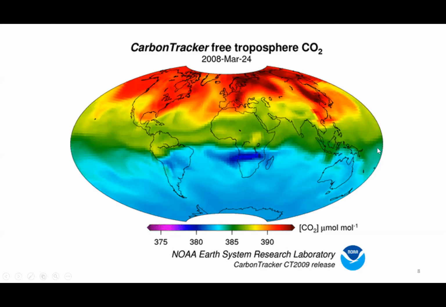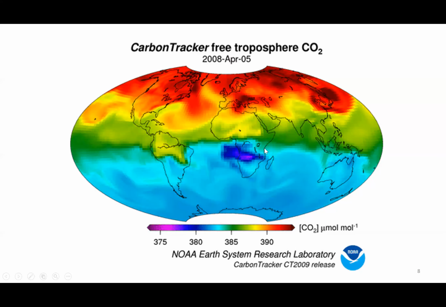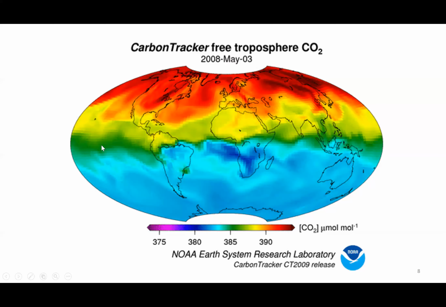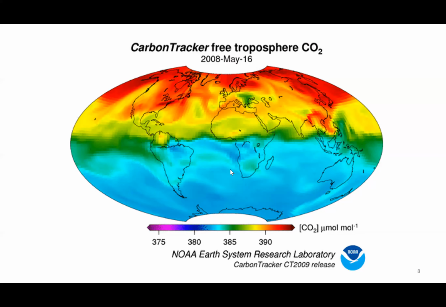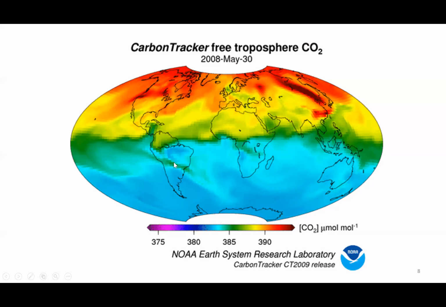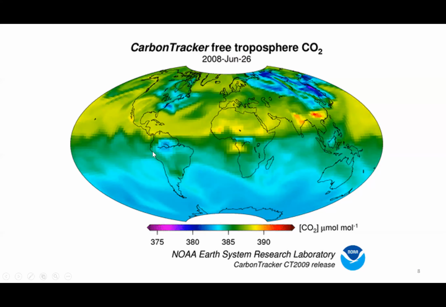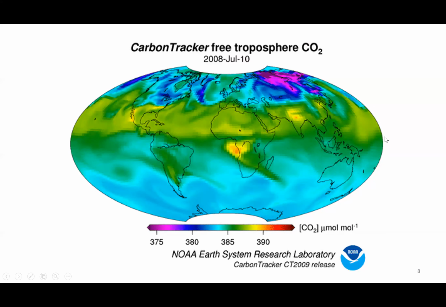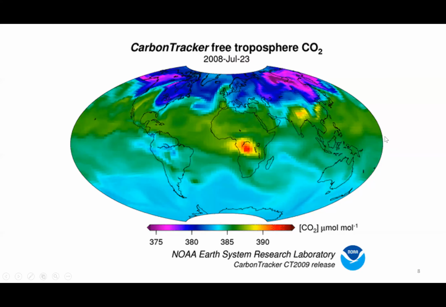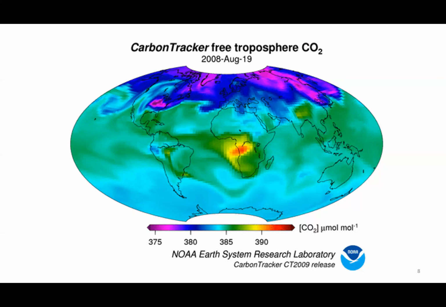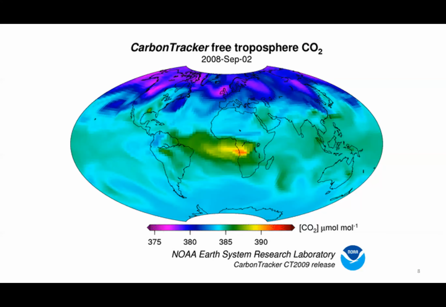You'll note the influence of the equator, and so we have the convergence and then divergence at the upper levels of the atmosphere at the equator. So there's a very strong distinction between the CO2 behaviour and levels in the Northern Hemisphere relative to the Southern Hemisphere. So that's pretty neat.